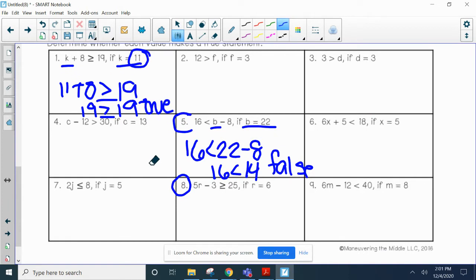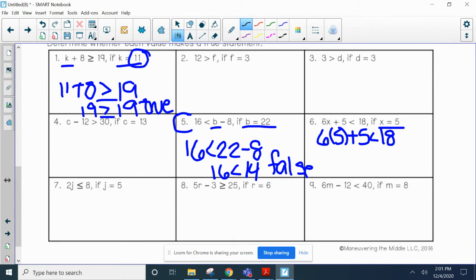And actually, I'm going to do 1, 5, 6, and 8. I think that's good. All right, so let's look at 6. I have x is 5. So I have 6 times 5 plus 5 is less than 18. So this can kind of make you think. In order to undo our equations, we're doing them backwards. But right now we're going in the proper order. So we're doing our order of operations regularly because we're not undoing them.